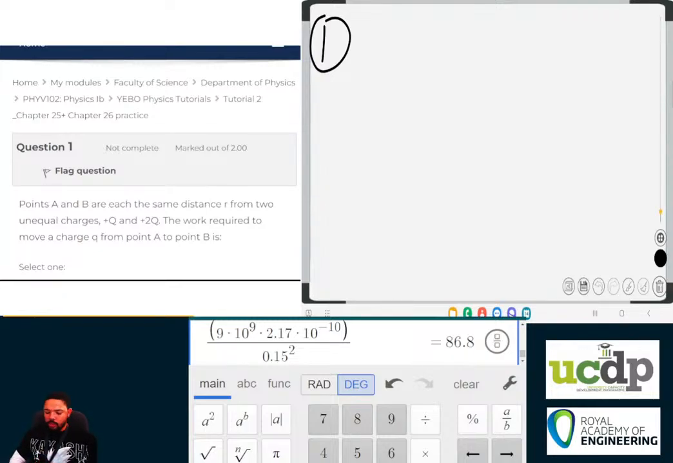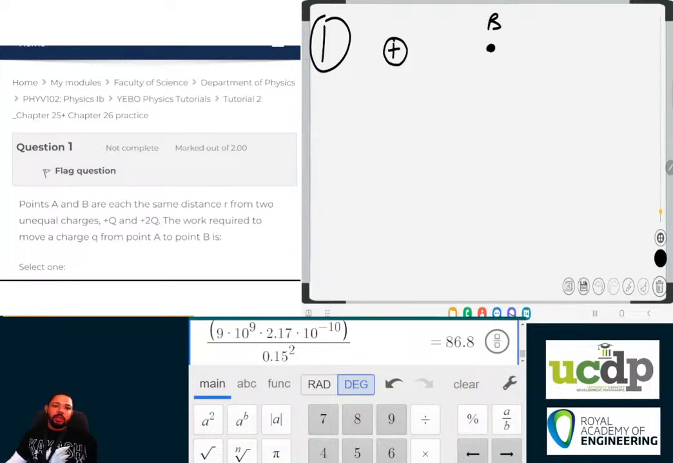first of all, we need to picture what is happening. They tell us that points A and B are each the same distance from two unequal charges. This is the first charge, charge number one, and a distance from this charge is point B. Let's say this is point B.